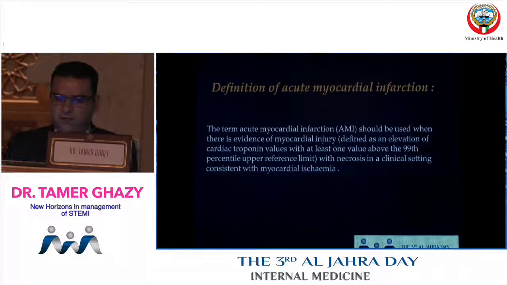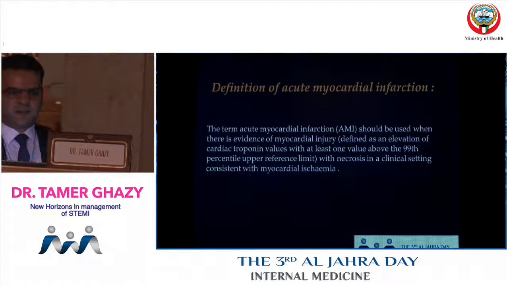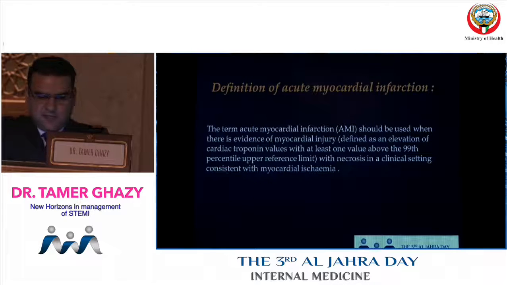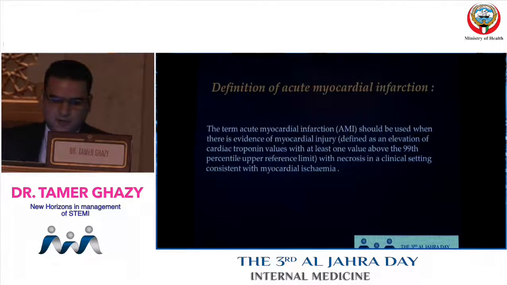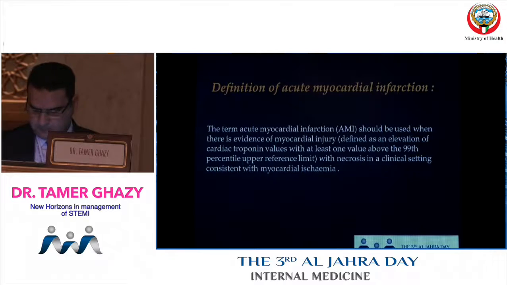So the definition of acute myocardial infarction, regarding the latest guidelines: the term acute myocardial infarction should be used when there is evidence of myocardial injury, defined as an elevation of cardiac troponin values with at least one value above the 99th percentile upper reference limit, with necrosis in a clinical setting consistent with myocardial ischemia.